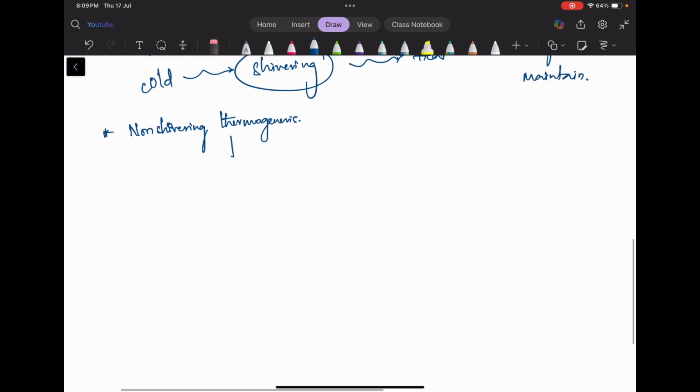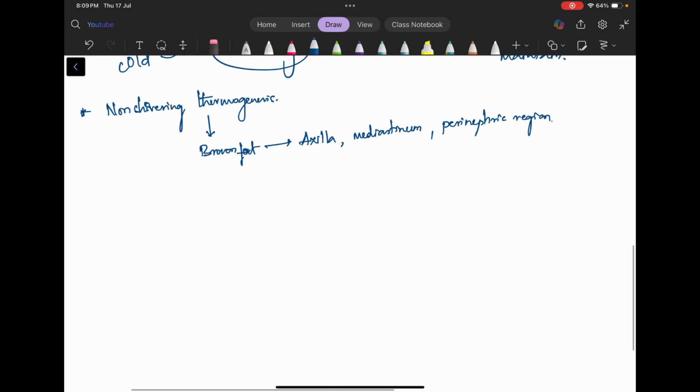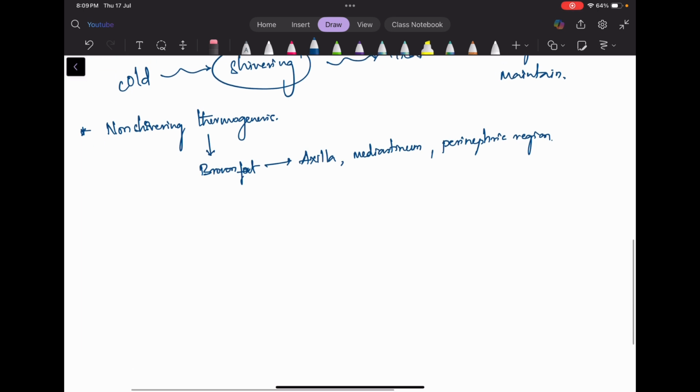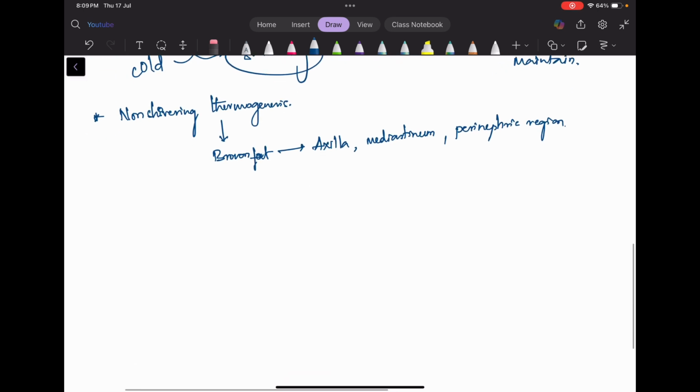So what does it mean? Usually babies have brown fat. Where all it is present, it may be around axilla, mediastinum, perinephric region, right? What happens is it prevents body temperature from going down, it doesn't allow the heat loss, so that it will maintain the temperature. So this is a simple mechanism.